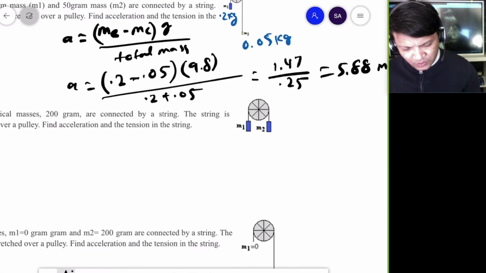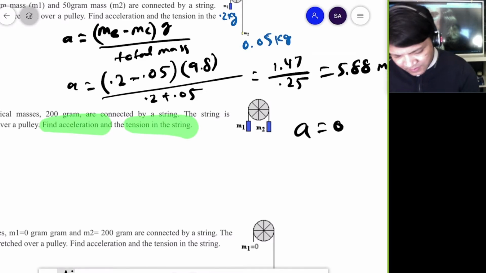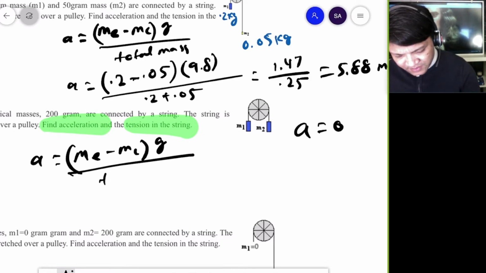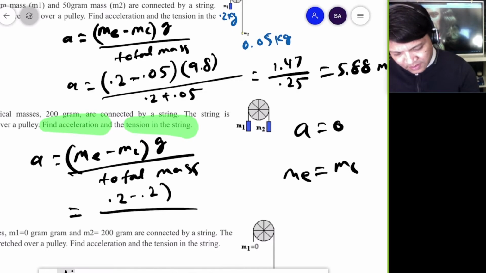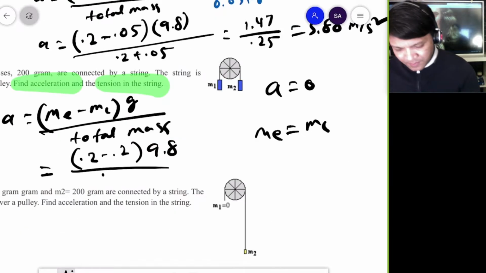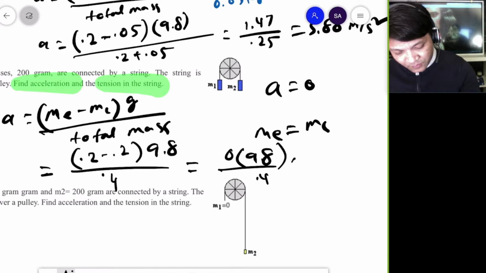Alright, so let's go to the next one. Next one, we are trying to find the acceleration and the tension. Acceleration would be 0. A is equal to m1 minus m2 times g over the total mass. Now m1 is equal to m2, so it is 0.2 minus 0.2 times 9.8 divided by 0.4. So 0 times 9.8 divided by 0.4, which is 0. So acceleration is 0.